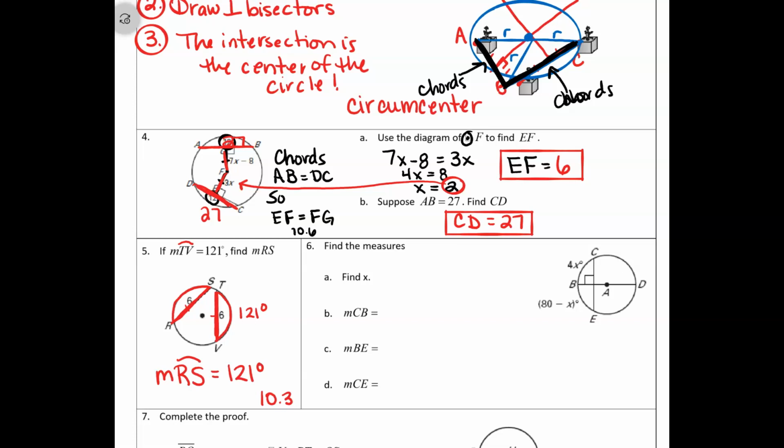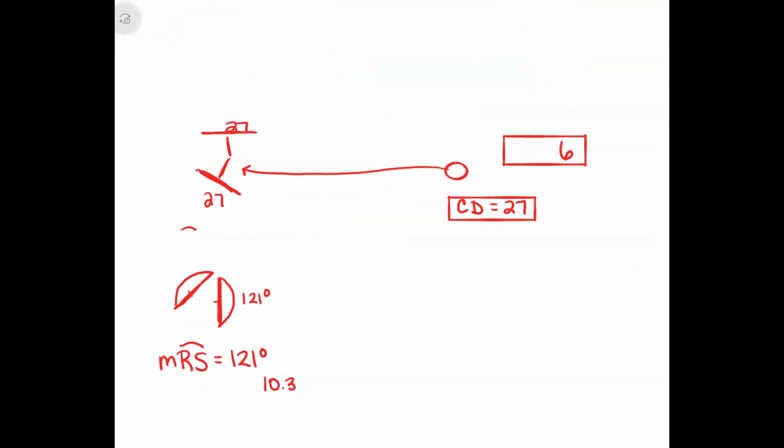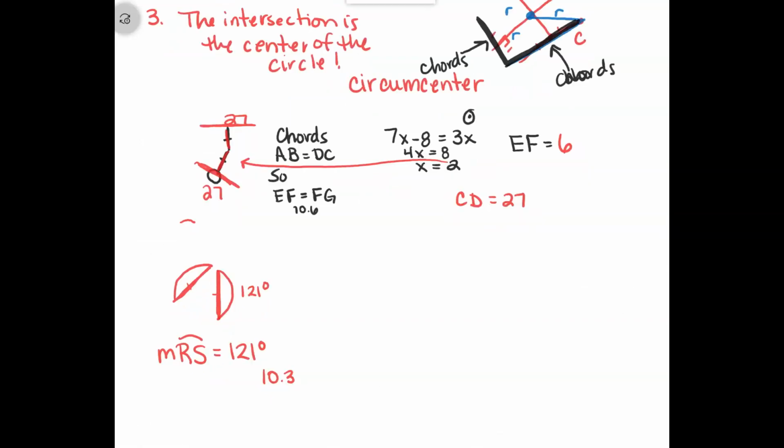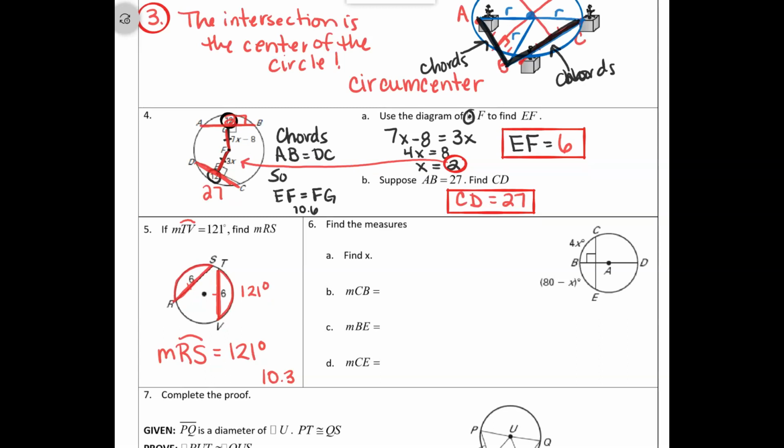Now, question 6, it says just find the measures. So let's first examine and see what we've got going on here. When my picture comes back, so there it is. So it says find the measures. So a lot of things are going on here.